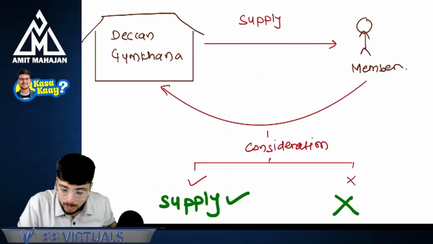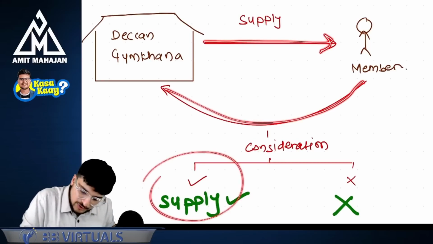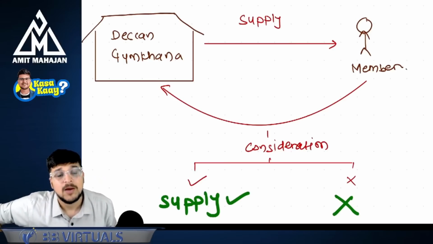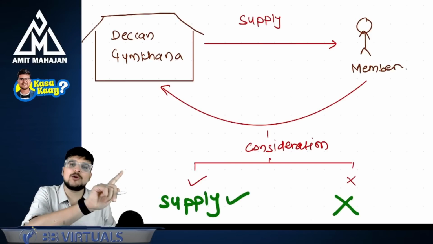If Deccan Gymkhana provides any supply to this member, and if the member pays some consideration for that, it will be considered as supply. But if Deccan Gymkhana provides any supply to its members without any consideration, then they say that it will not be considered as supply.